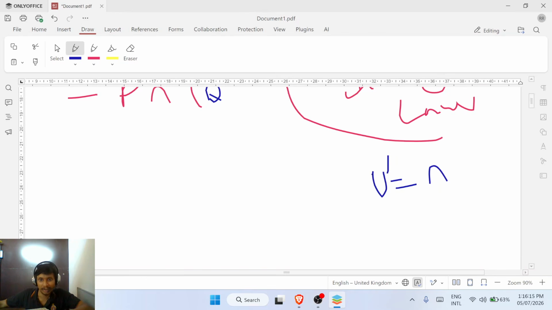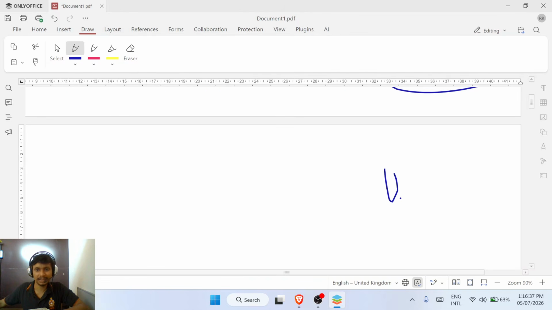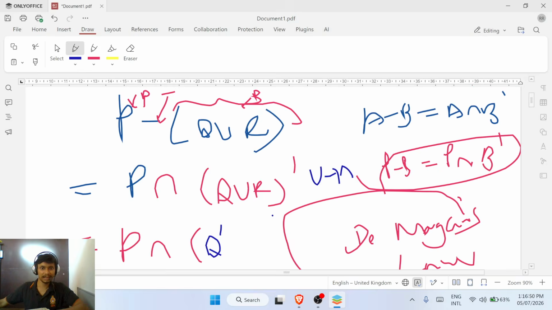The complement of union is intersect, and intersect dash, or the complement of intersect, is union. Okay, very simple. For example, the opposite of union is intersect. The opposite of intersect is union. The opposite of union is intersect. The opposite of intersect is union. Okay, which is very simple.